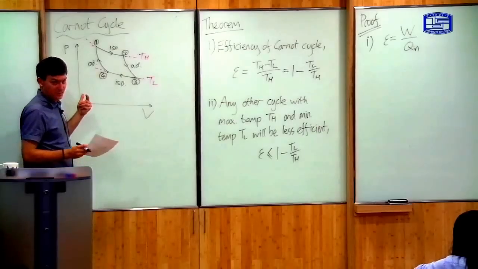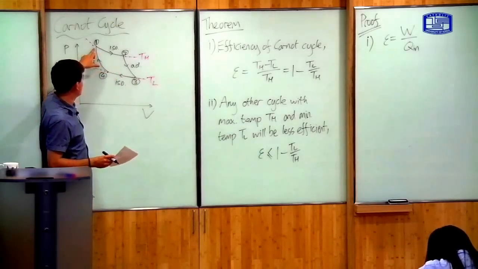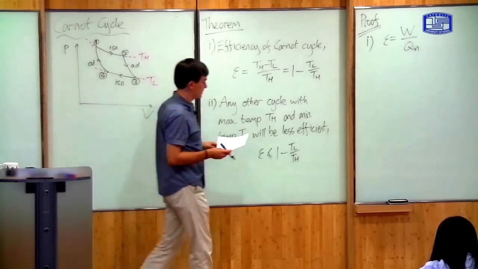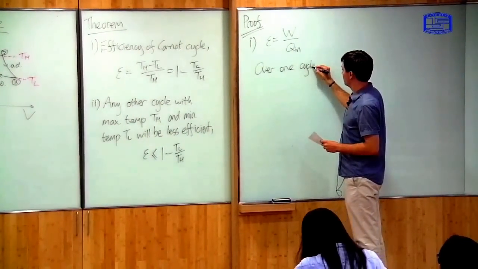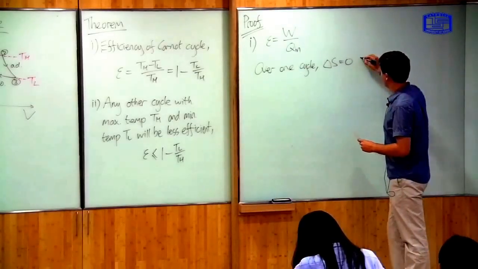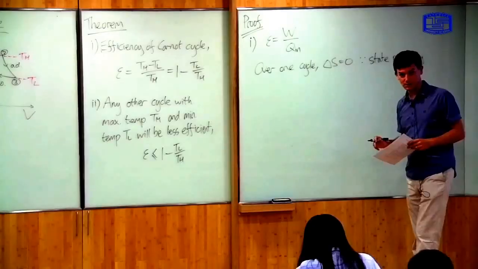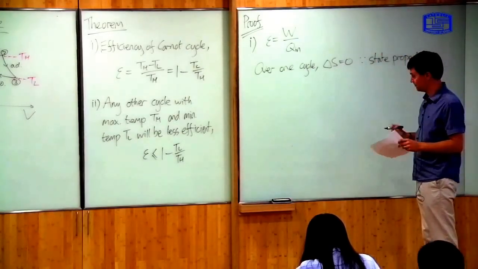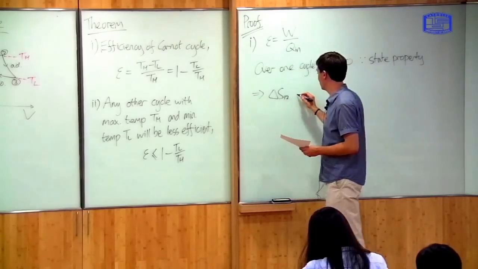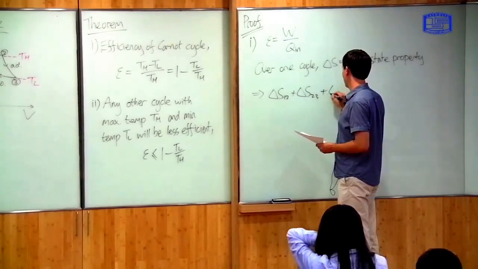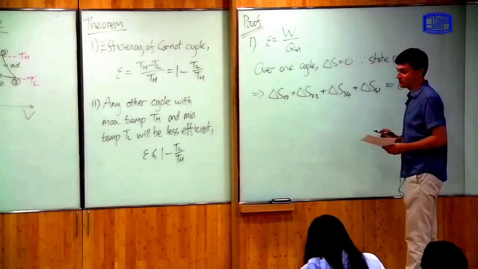Now, we prove this theorem using the concept of entropy. Over one cycle, the total change in entropy must be zero, because entropy is a state property. So when we get back to where we started, we must be at the same level of entropy. So over one cycle, we must have delta S equals zero because it's a state property, which means it only depends upon the point, not the path. Now there are four stages to this cycle, so I can say change in entropy 1 to 2 plus change in entropy 2 to 3 plus change in entropy 3 to 4 plus change in entropy 4 to 1 is equal to 0.